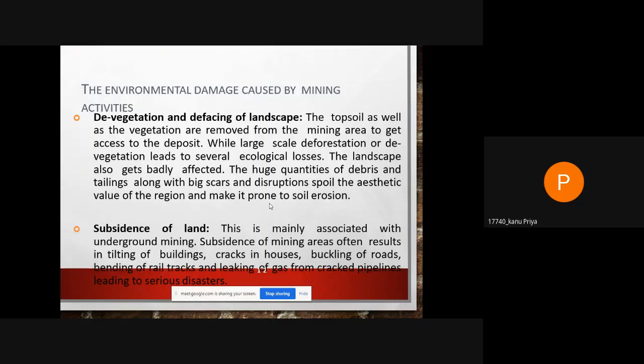Subsidence of land. It is mainly associated with underground mining. Subsidence of mining areas often results in tilting of buildings, cracking in houses, buckling of roads, bending of rail tracks, and leaking of gas from cracked pipes, and leads to serious disaster.